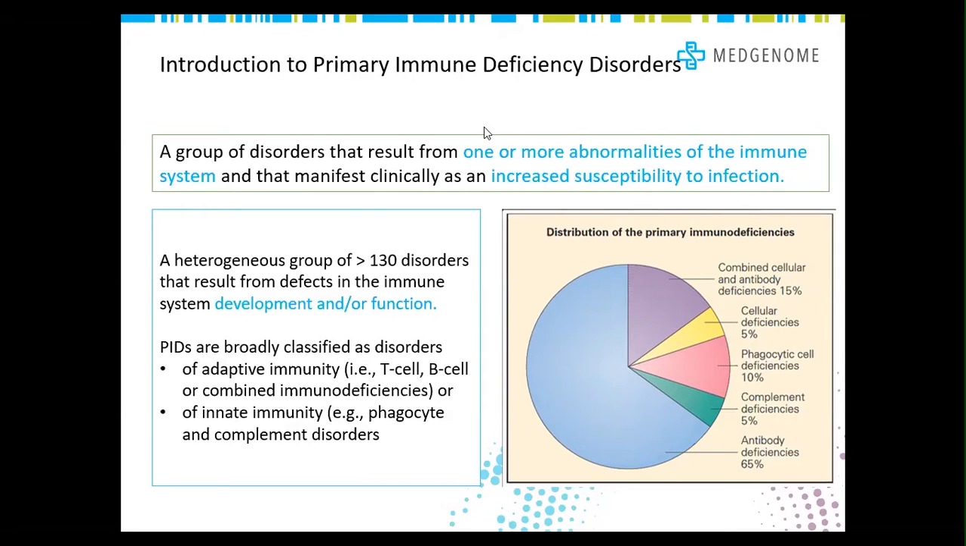And if we would like to classify them, then they can be broadly classified into adaptive immunity, and the second group is innate immunity. And further distribution of the PIDs based on this broad classification could again be whether it is a combined cellular and antibody deficiency, just cellular deficiency, phagocytic deficiencies, or complement deficiency. As you can see, the majority of the disorders would fall under the group of antibody deficiency.